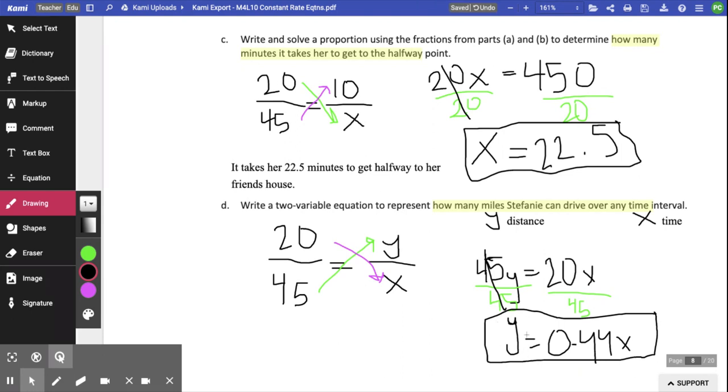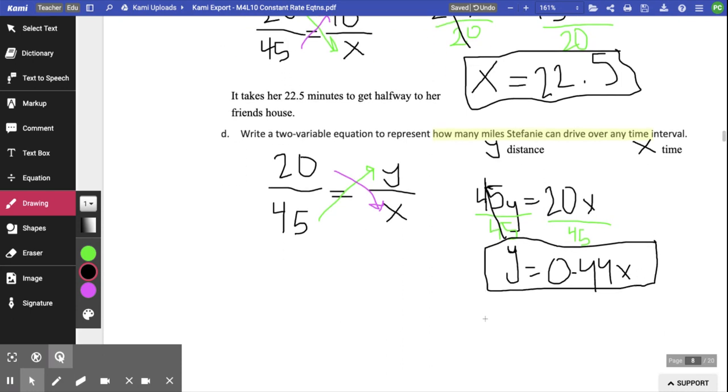What this means, remember that the y represents our distance. So what this is saying is that Stephanie's driving distance is equal to her constant rate, which happened to be 0.44 times the x, which means how much time she's been driving. So we'll know how many miles she's driven based on her constant rate and how much time she's been driving. And that's it. That's part D.